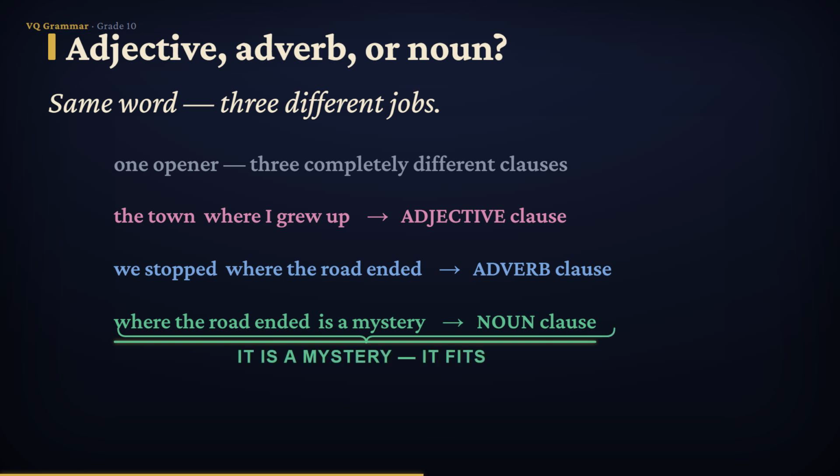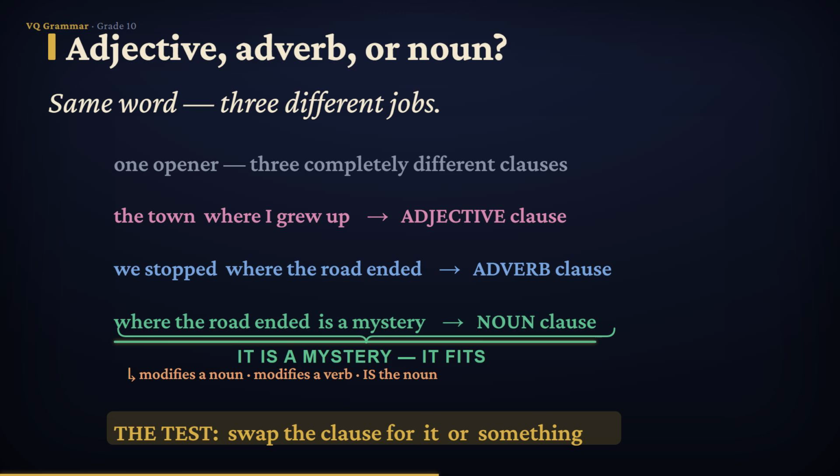It's the subject of the sentence. It is the noun. Noun clause. So how do you tell them apart every single time? Here is the test. Swap the clause for it, or for something. Where the road ended is a mystery becomes it is a mystery, and that works perfectly. Noun clause. Now try it on the other 2.